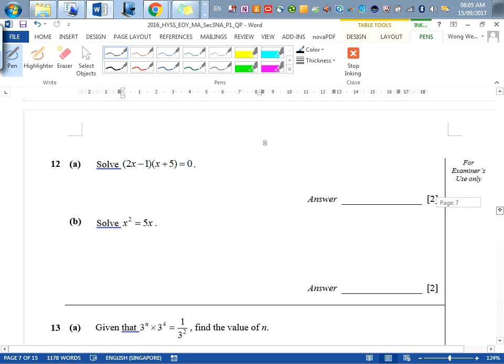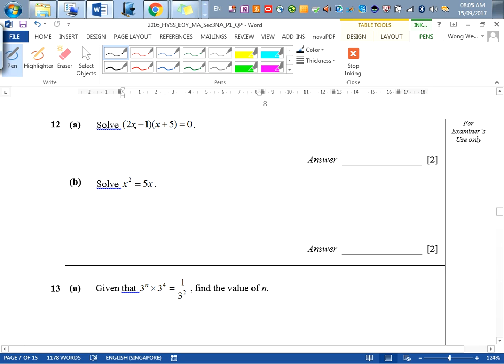Okay, moving on. Now solve (2x minus 1)(x plus 5) equals 0. How to solve? Expand and then use quadratic formula? Yes? Who thinks you should expand and use quadratic formula? Not a very good idea. It will work, but it's not a very good idea. Not worth it for 2 marks. There is an easier way.